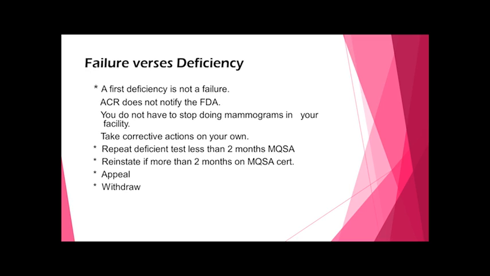So they're going to tell you what's wrong with it, and you're going to repeat the deficiencies, and they want you to have it done in less than 2 months. So make sure that the date on your images that you retake are after when you got your letter. You could reinstate if more than 2 months, and then you could appeal it, say you don't agree with the areas they marked off on the report, or you could withdraw. Like say you're getting ready to get a new machine anyway, or you're moving your facility, so you can withdraw.